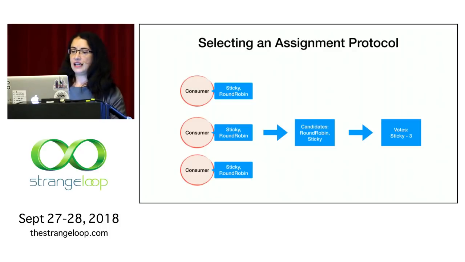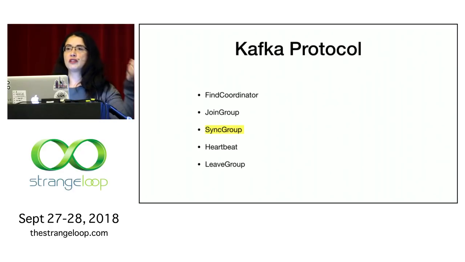So we got that. And next thing, now that we all know who is the leader and what protocol we're using, it's time to sync the group again. And now we get the assignment. And the whole reason for the 2 phase is to allow us to A, select a leader, and B, agree on a protocol. So that's the reason we actually have join group and sync group as 2 separate steps.